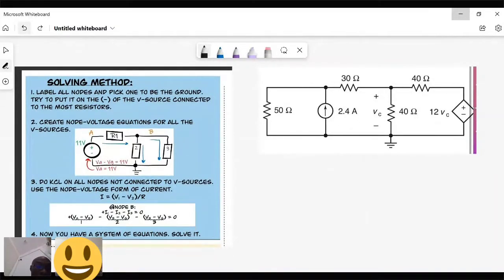Remember, step four is just saying solve. It's only these three steps, man. It's always just these three steps, and I'm gonna show you. So, step one: label all nodes and pick one to be the ground. They already did that right here, so they picked your ground for you.